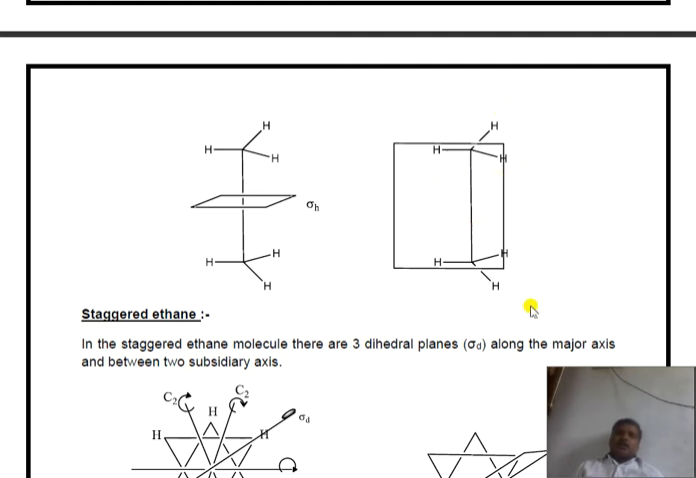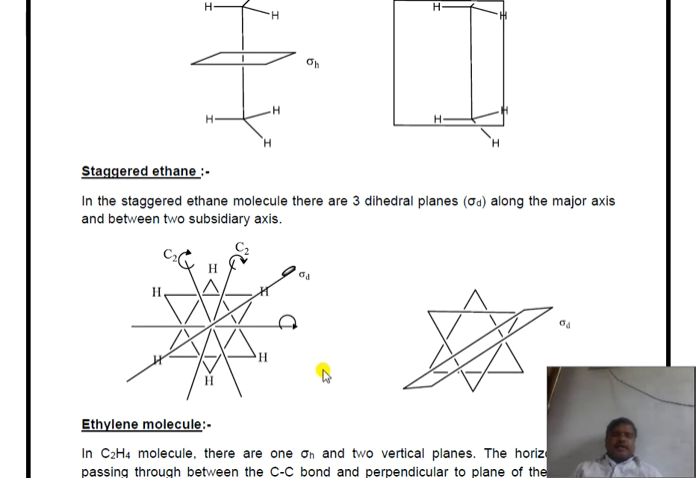Next, staggered ethane. In this staggered ethane, there is a principal axis C3 or C6. For this, there is no horizontal plane of symmetry because there is no plane of symmetry perpendicular to the principal axis.